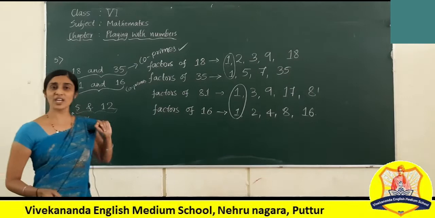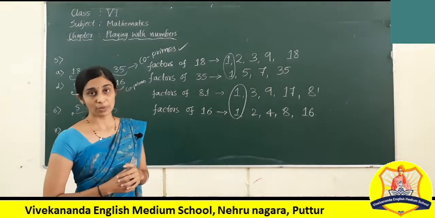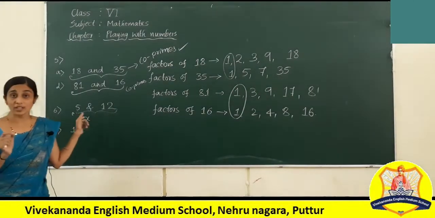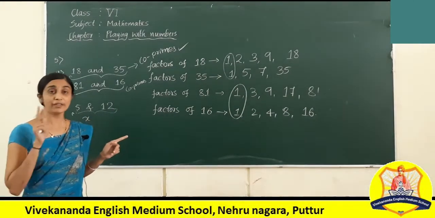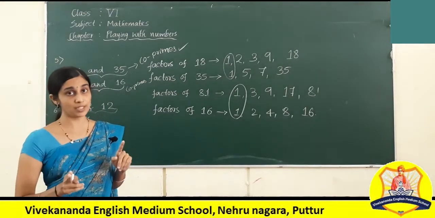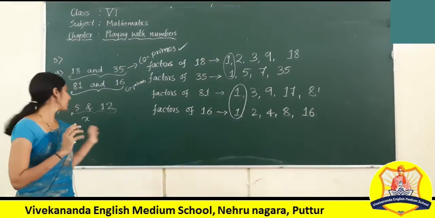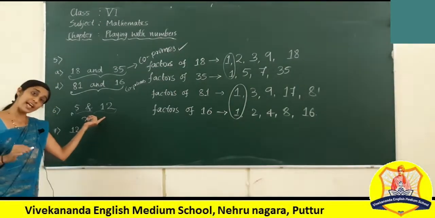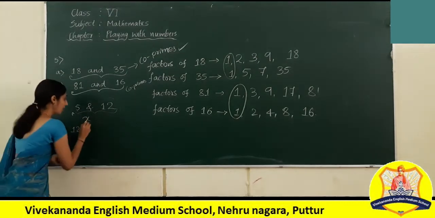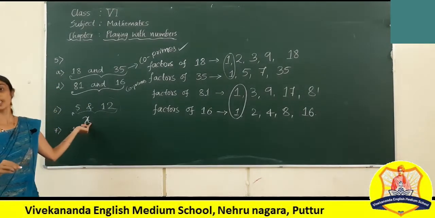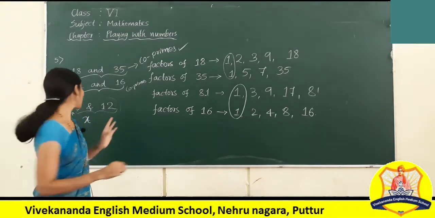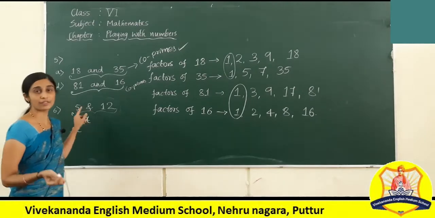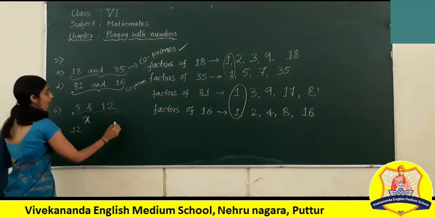Dear children, just recall the divisibility rule. How is it? If two numbers are co-primes, and a given number is divisible by those two co-primes, then the given number is also divisible by the product of these two co-primes. Right? This is the divisibility rule you have studied. Okay. 5 and 12.